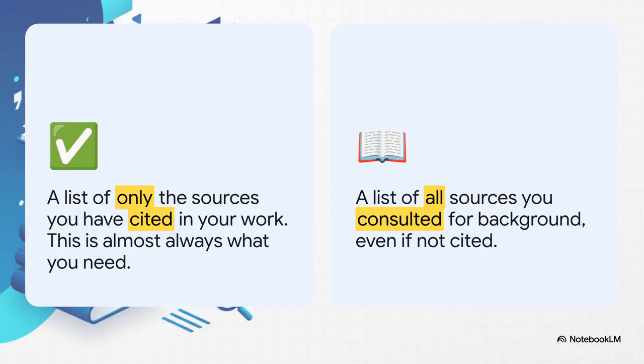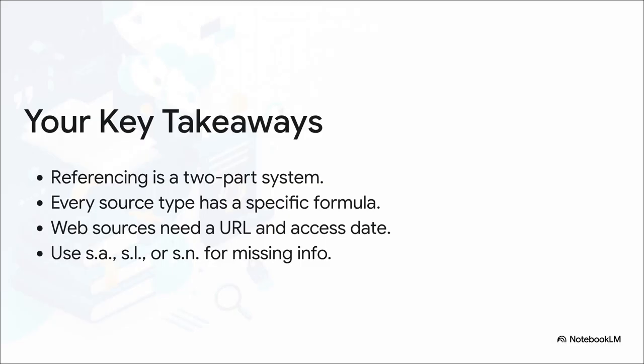Okay, one final point, and this one trips people up all the time. What is the difference between a reference list and a bibliography? A reference list includes only the sources you actually cited in the body of your work. A bibliography is a much broader list of everything you read for background, even if you didn't end up quoting it. Now, 99% of the time, you're going to need a reference list, but the golden rule is always check your assignment brief.